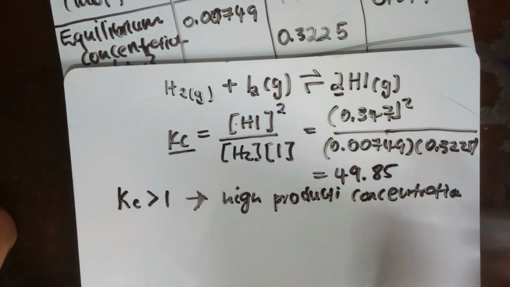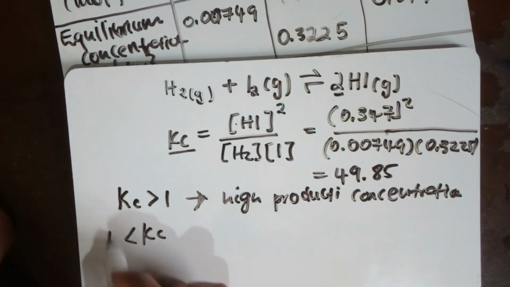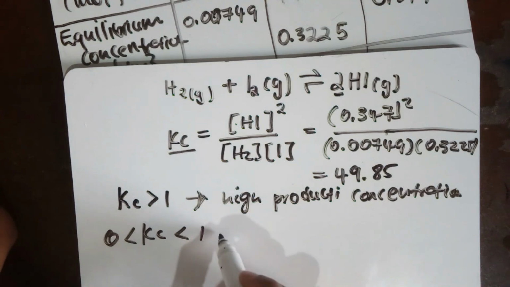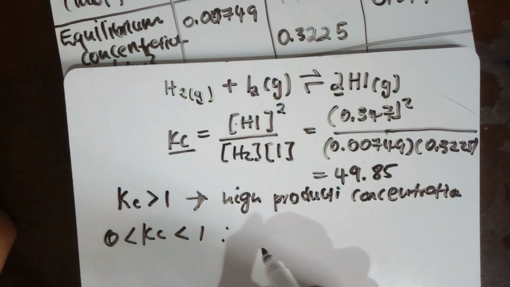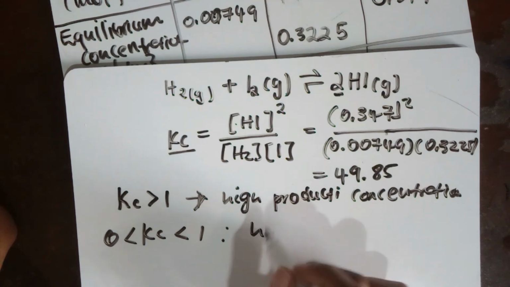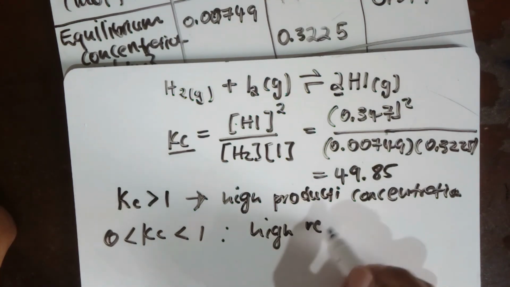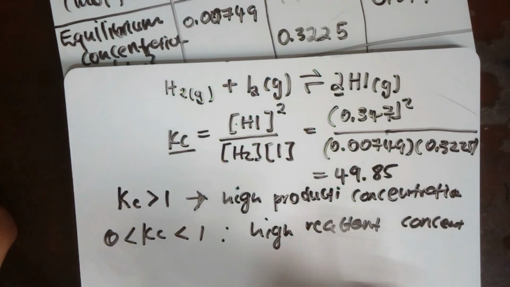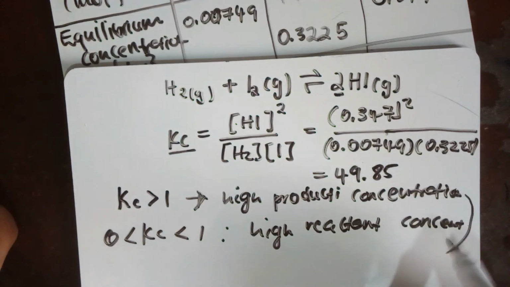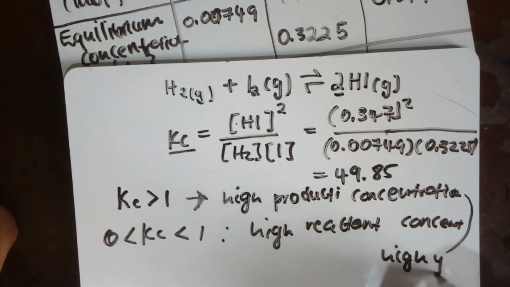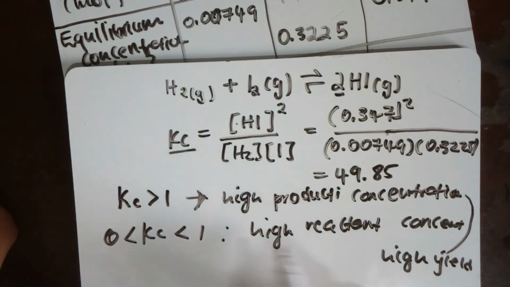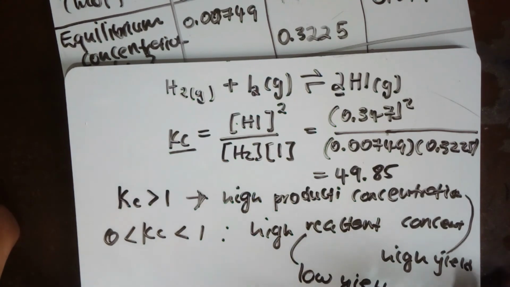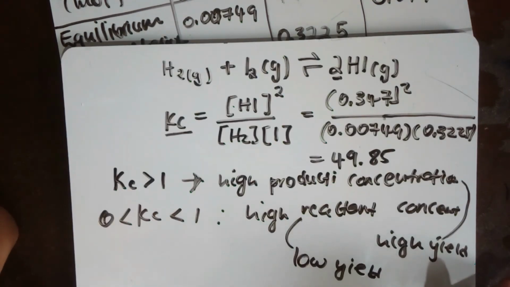And then if Kc is greater than 0 but less than 1, it means that we have more reactants than products at equilibrium, meaning we have a high reactant concentration. If we have more products, it means that our reaction will have a very high yield. So we'll produce a lot of product. If we have more reactants, it means we'll have a very low yield, right? So those are a few things that you need to be able to explain with respect to the equilibrium constant.